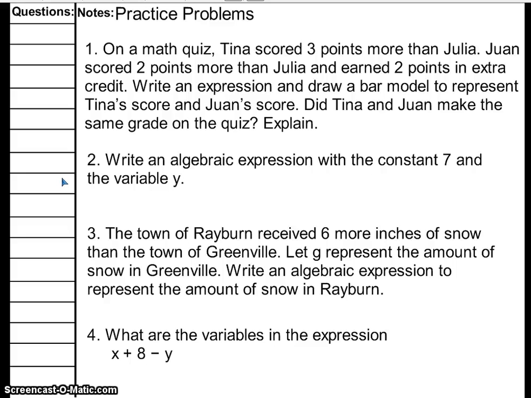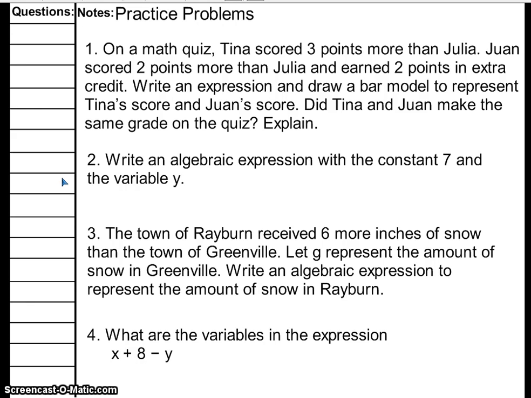Question number 1. On a math quiz, Tina scored 3 points more than Julia. Juan scored 2 points more than Julia and earned 2 points in extra credit. Write an expression and draw a bar model to represent Tina's score and Juan's score. Did Tina and Juan make the same grade on the quiz? Explain.